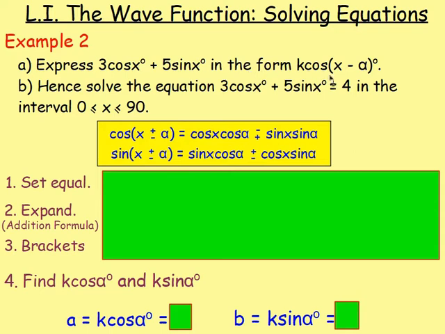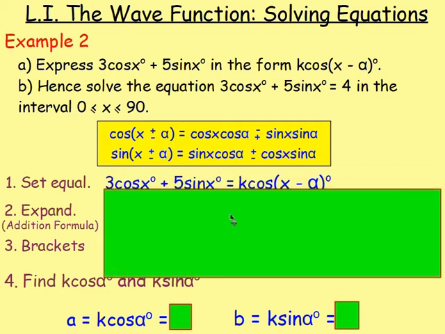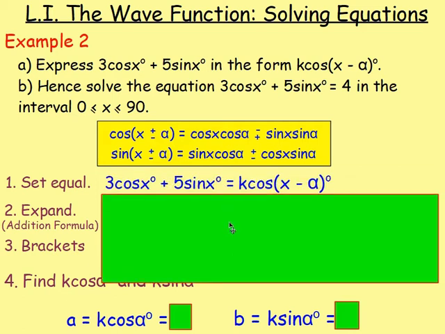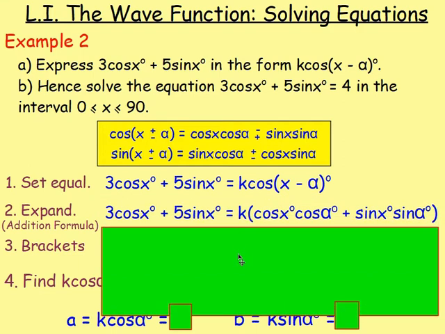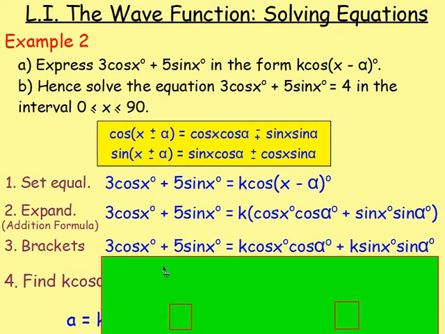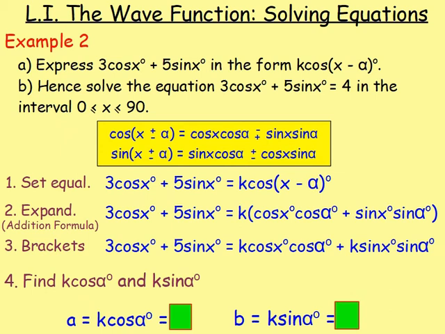We know we can't solve it just now when it's equal to 4. We first of all have to write this in the form k cos(x minus alpha). So to do that, again, you're using the addition formulae. So set them equal first of all: 3 cos x plus 5 sin x equals k cos(x minus alpha). From there you can expand, so you've got k brackets, expand the cos(x minus alpha), and you get cos x cos alpha plus sin x sin alpha, multiplied by k, and that is what you will get.